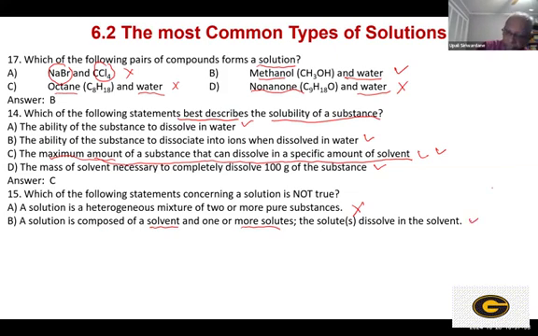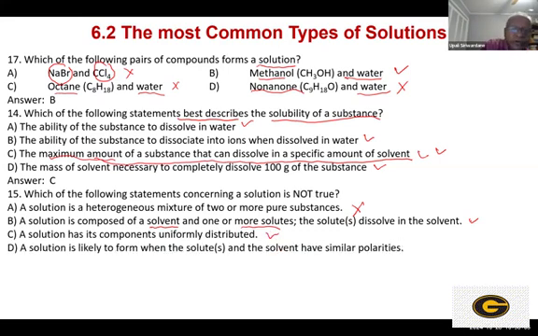That's true. A solution has its components uniformly distributed. That's true. Homogeneous mixture. A solution is likely to form when the solute and the solvent molecules have similar properties, polarities. A is not correct. Therefore, we got the answer.